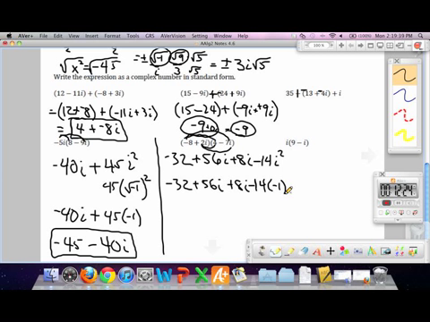And combine like terms. Negative 32 and 14. Negative 32 and 14 is what? 18? Negative 18? 56i plus 8i's is what? 64?